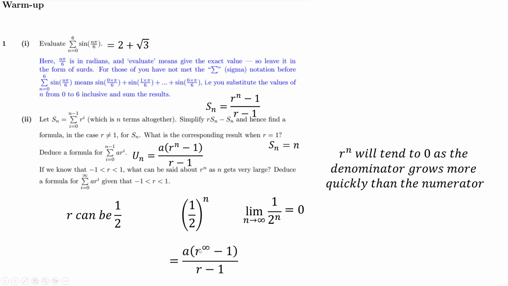So r to the infinity here is just going to be 0. That's a multiplied by minus 1, so you get this. Multiply both sides, top and bottom, by minus 1 to get this, and that's your final answer.